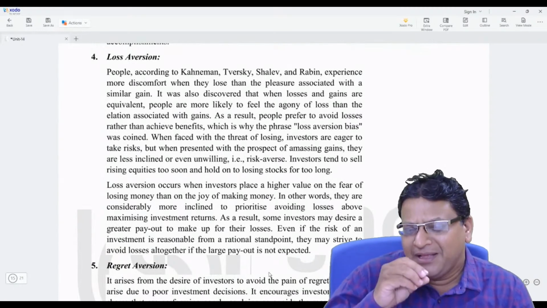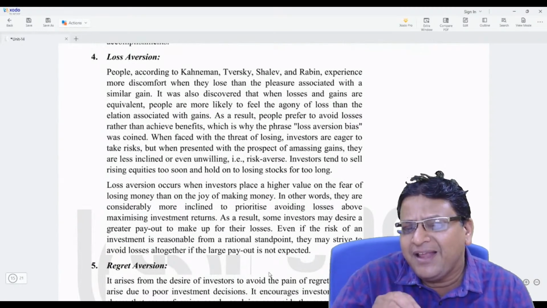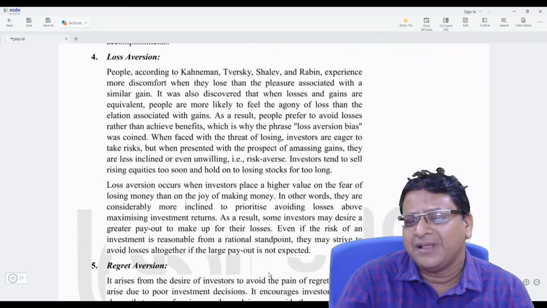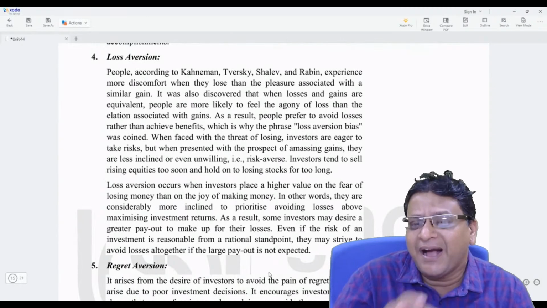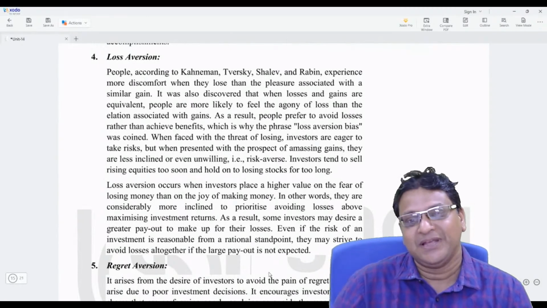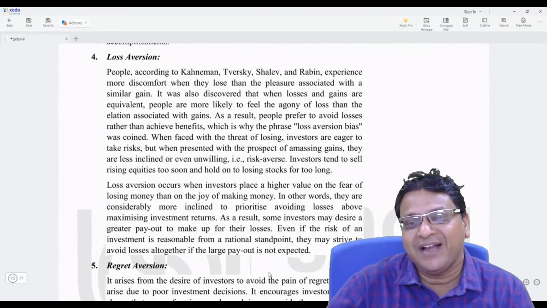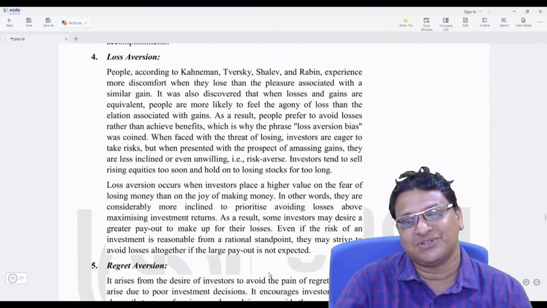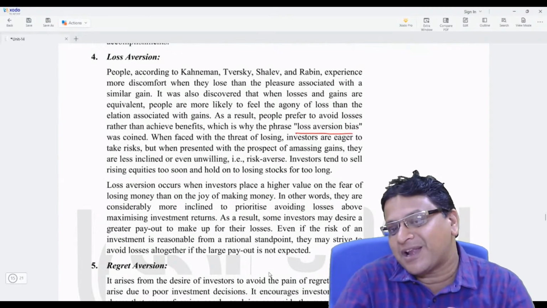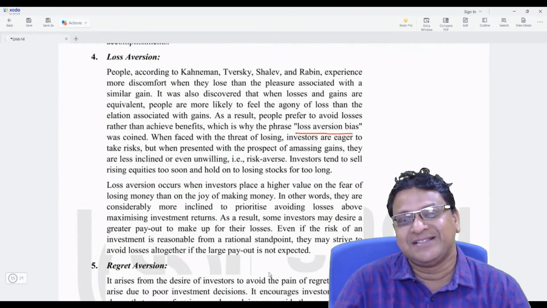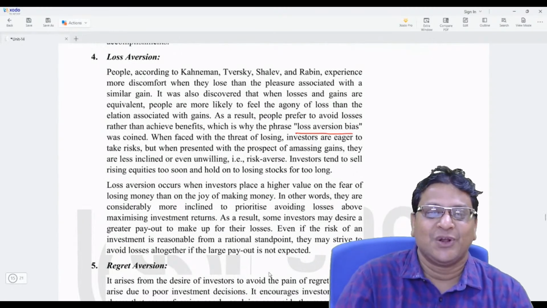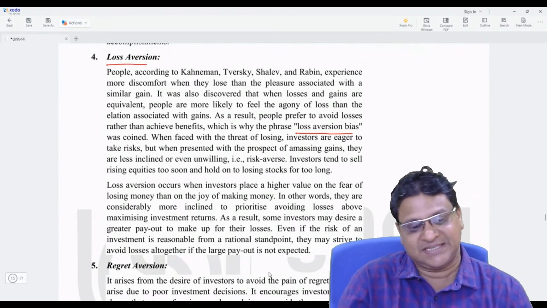highly influenced or highly emotional. That particular thing, loss, impacts them more than the pleasure they get by gaining money. So all people try to avoid the loss. This is known as loss aversion bias. They try to play safe. They try not to take risk. This is known as loss aversion bias.